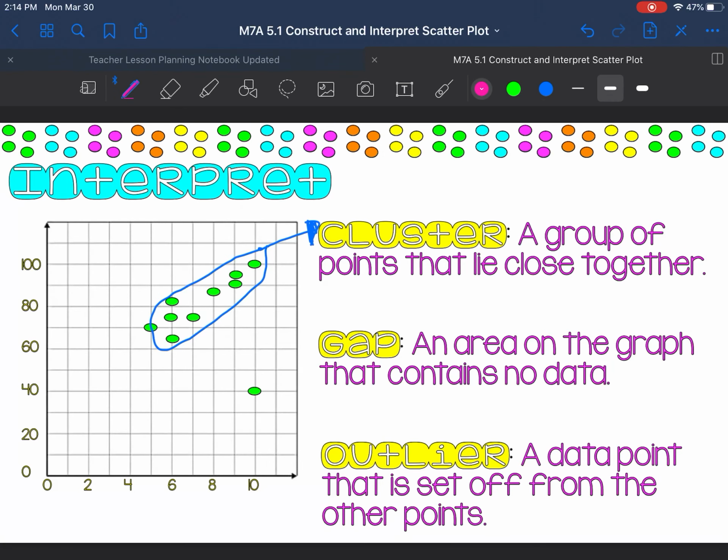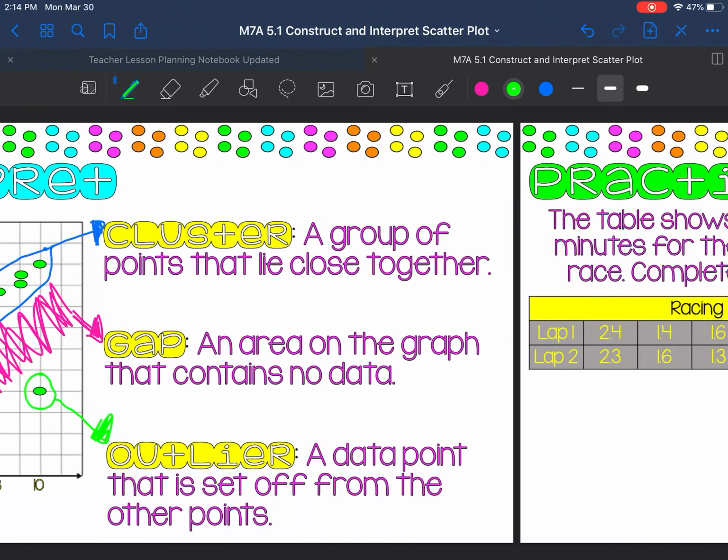Now a gap is this empty space between points, okay? So you see right here we have all this empty where the pink is. That is our gap. And then our little lonely outlier. Oh, look at him. He is all by himself. An outlier is a data point that is set off from the others. It's usually pretty far away from the cluster, and in between the cluster and the outlier, that's where your gap lies. See, pretty easy so far, right? You got this. So let's go ahead and do some practice problems, okay?